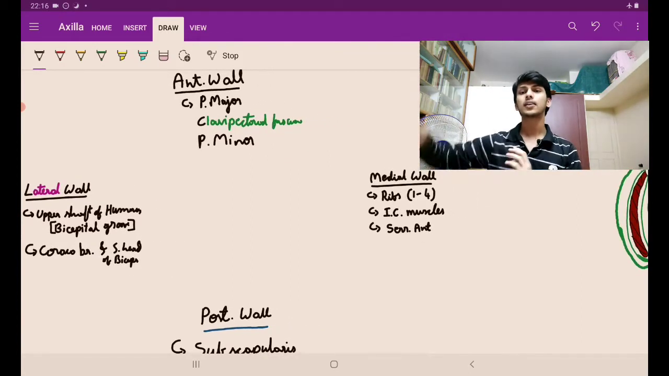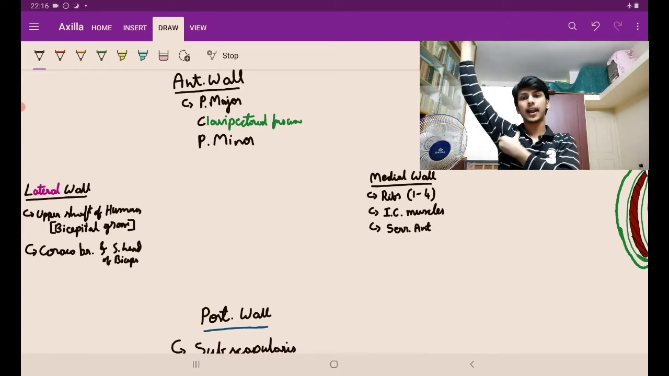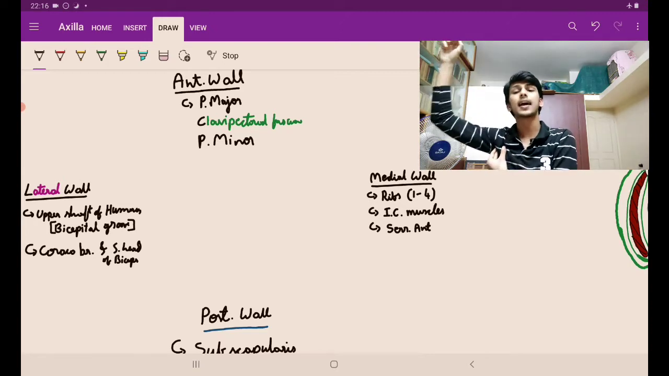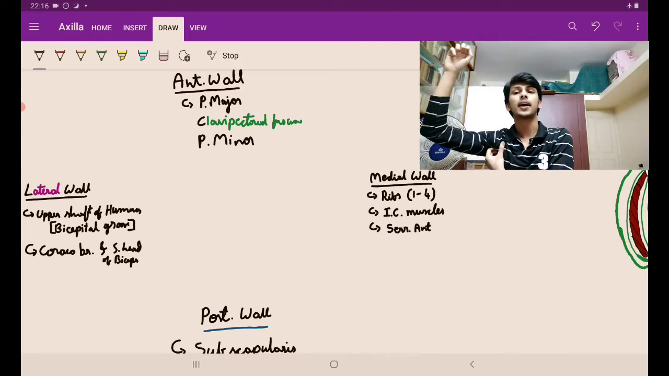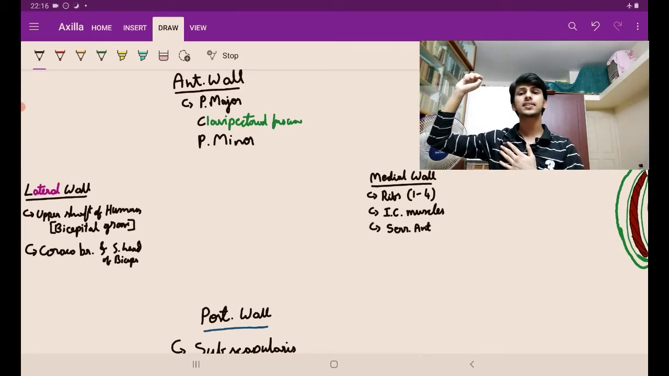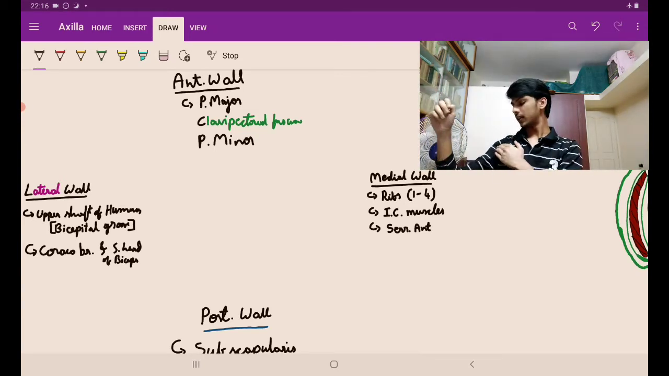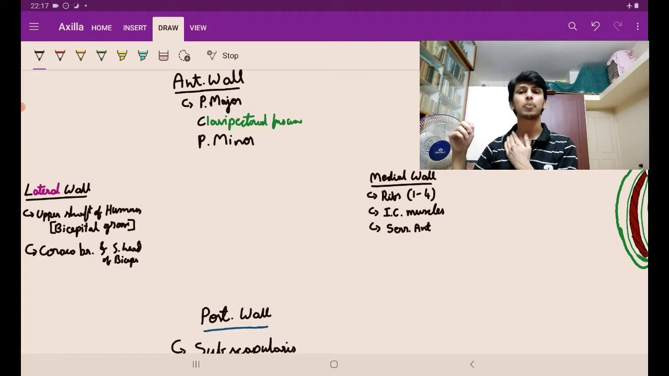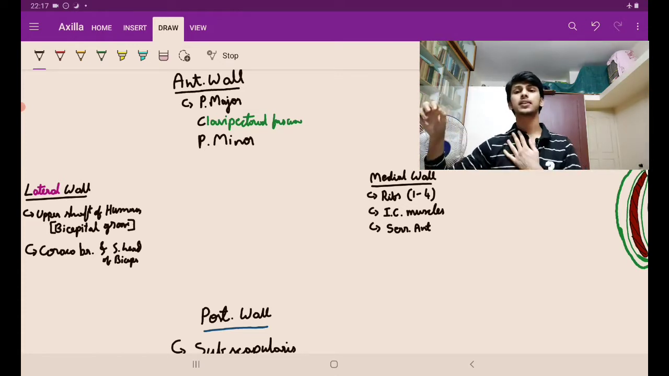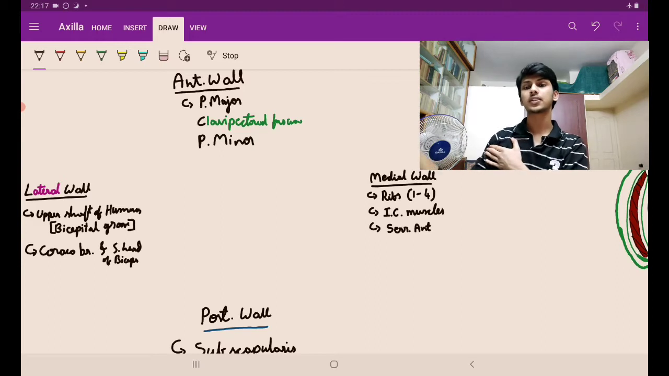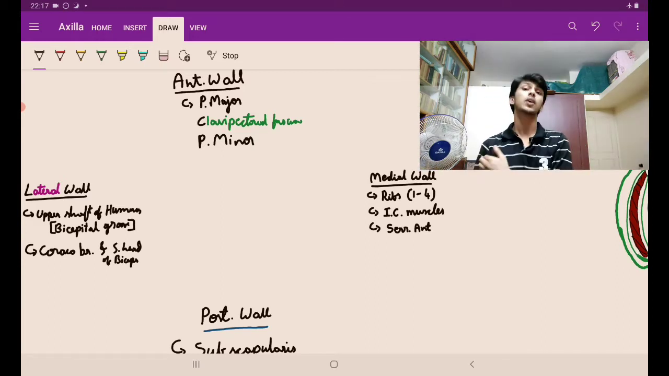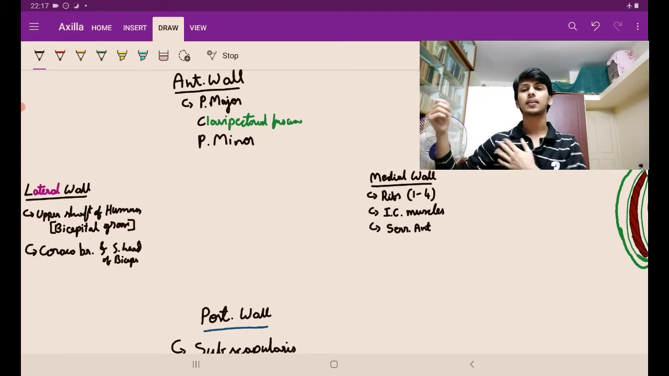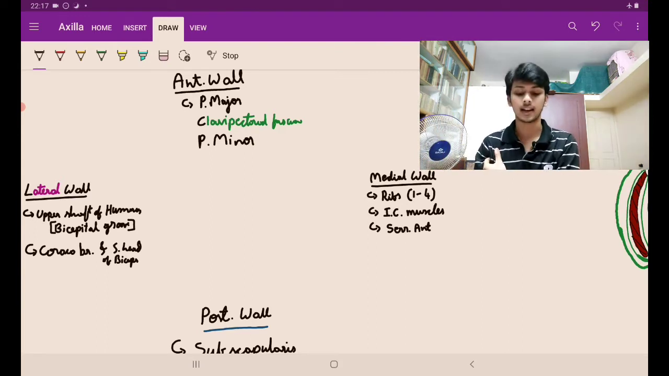What is the anterior wall? See here guys, this is the anterior axillary fold. I am holding it now. It is formed by two muscles mainly. What muscles? Obviously the muscles of the chest. The muscles of the chest go and insert into the humerus and scapula. What are those muscles? The pectoralis major muscle. It is the bigger muscle of the chest. It is attaching to the lateral lip of the bicipital groove. Bicipital groove is on the humerus, so it will obviously cross the axilla. So the pectoralis major is forming the anterior wall of the axilla.